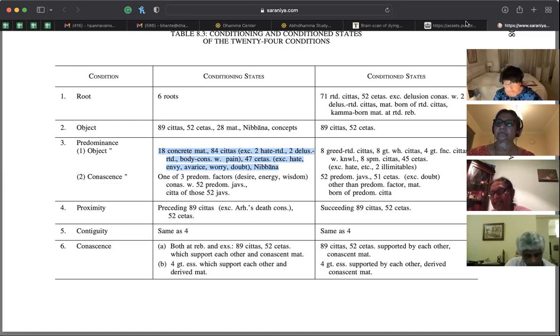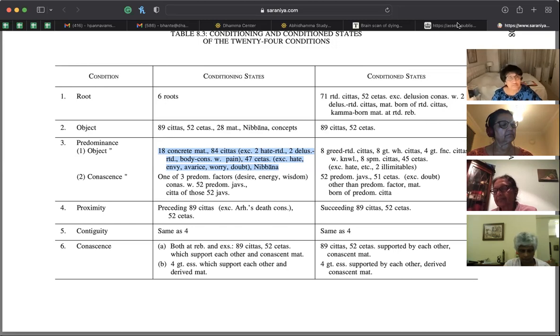Earth element, water element, fire element, air element. Then eye sensitivity, ear sensitivity, nose sensitivity, tongue sensitivity, body sensitivity. Then visible form, sound, smell, taste. Then sexual phenomena, femininity, masculinity, heart phenomena, heart base, life faculty, and nutriment. All right, the 18 concrete matter.